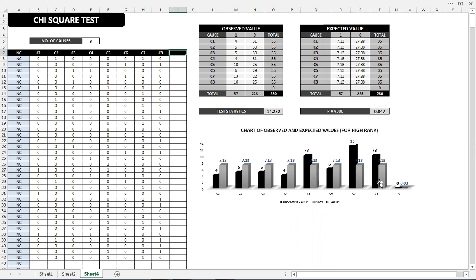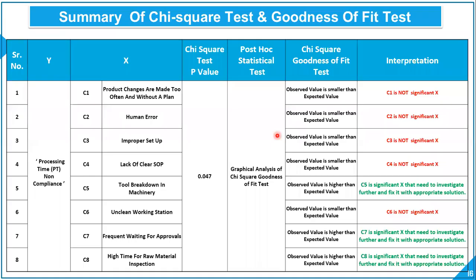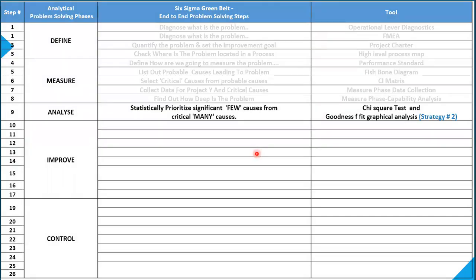So all those causes do have statistically significant impact upon Y. So this is what we have in this statistical assessment. Let's get back to our presentation deck. Right, so here we were. Let's go to next slide. Right, so this is what we have done with the analyze phase.